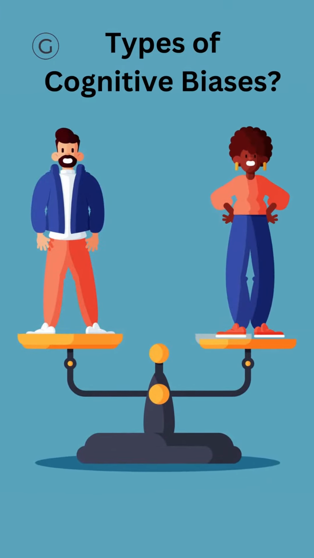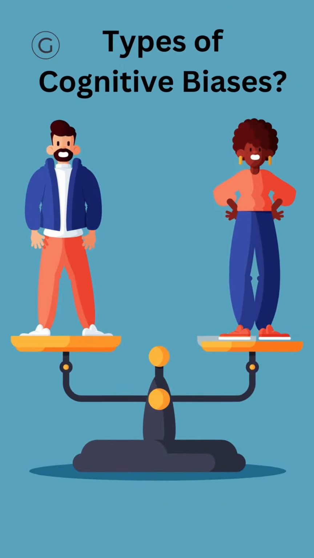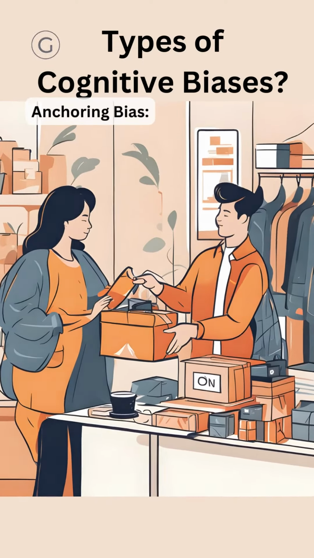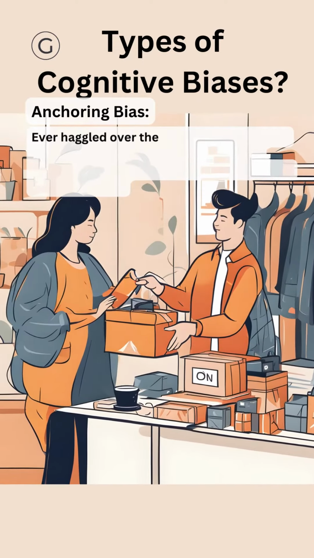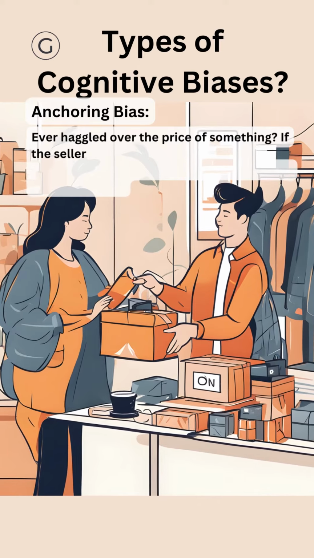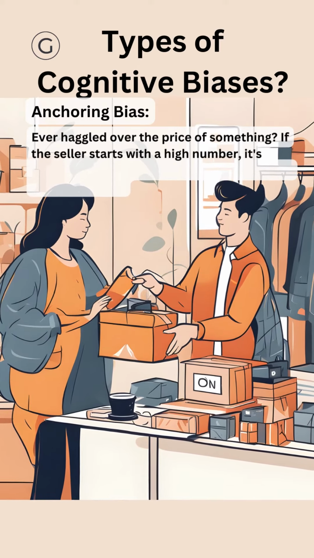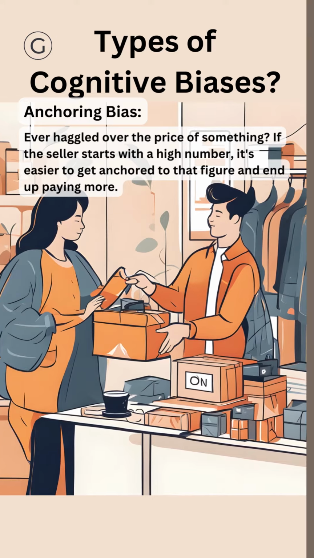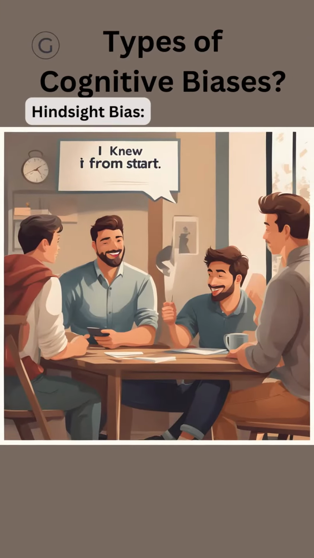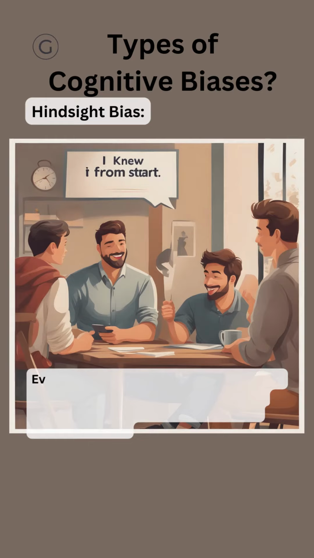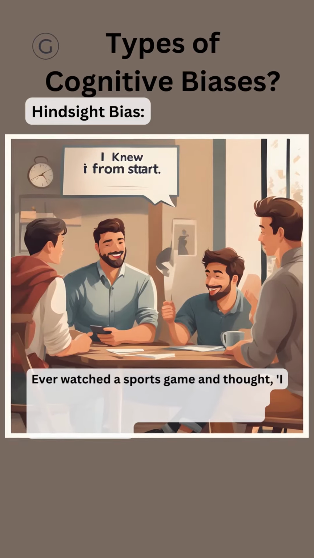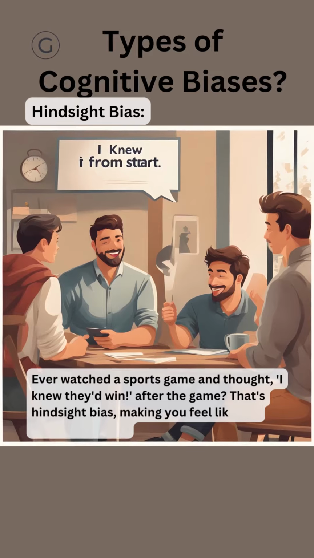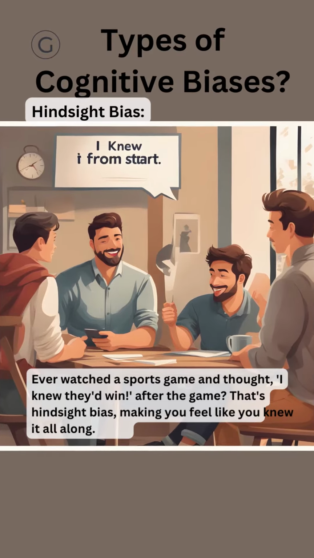Here are some types of cognitive biases you've probably experienced. First up, anchoring bias. Ever haggled over the price of something? If the seller starts with a high number, it's easier to get anchored to that figure and end up paying more. Next, hindsight bias. Ever watch a sports game and think, "I knew they'd win" after the game? That's hindsight bias making you feel like you knew it all along.